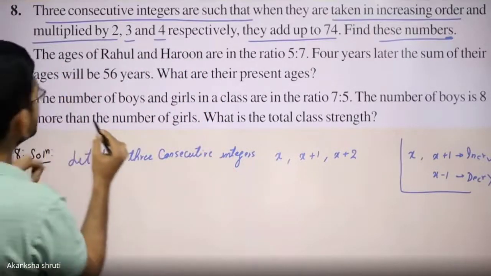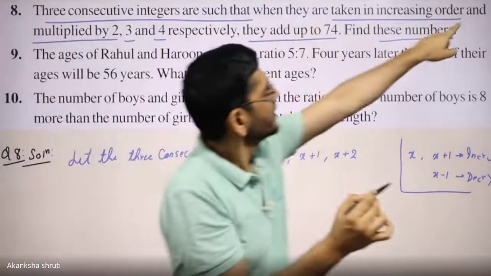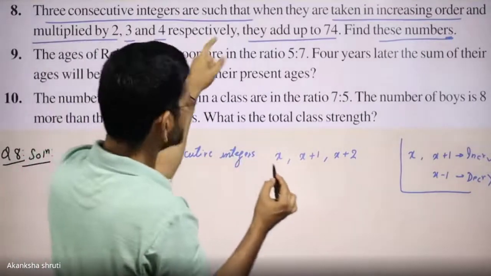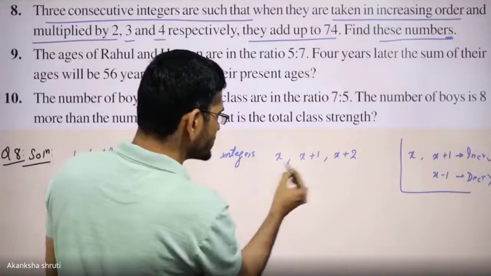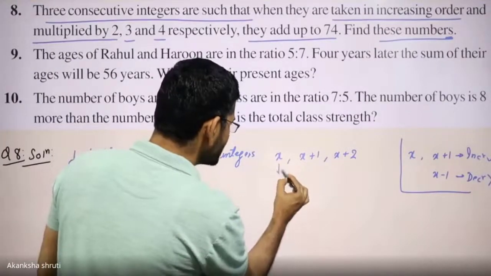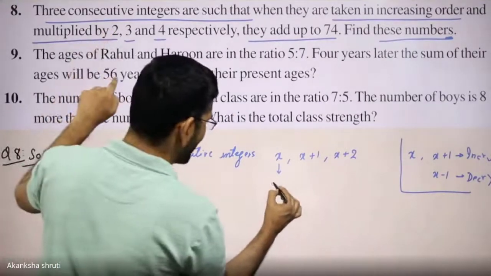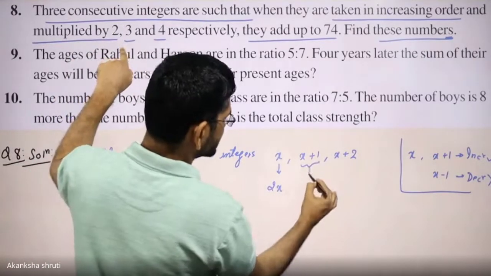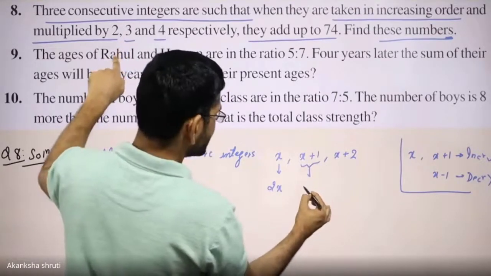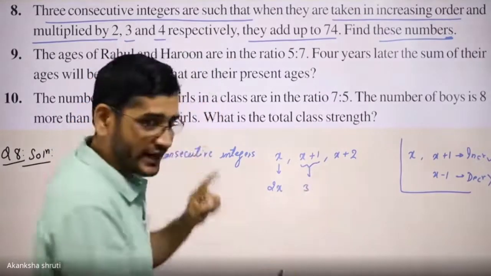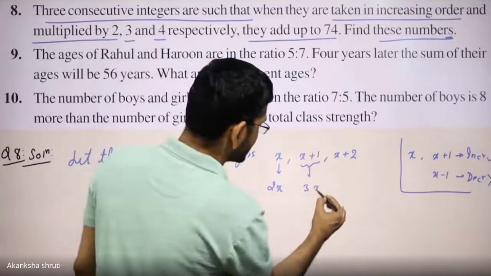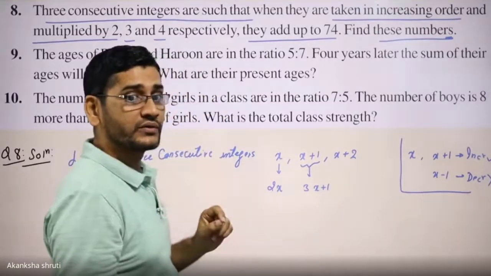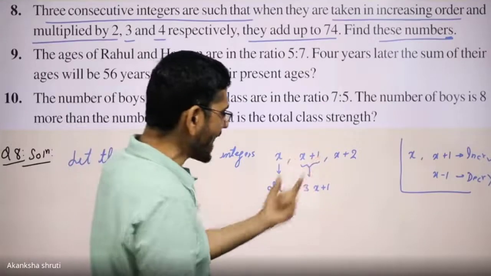Now, it is given that they are multiplied by 2, 3 and 4 respectively. Multiplied by 2, 3 and 4 respectively means what? This x is multiplied by 2, it becomes 2x. The next consecutive integer is x plus 1. So this is multiplied by 3. x plus 1 is multiplied by 3. So shall we write 3x plus 1? No. Student, it is given that this entire integer is multiplied.